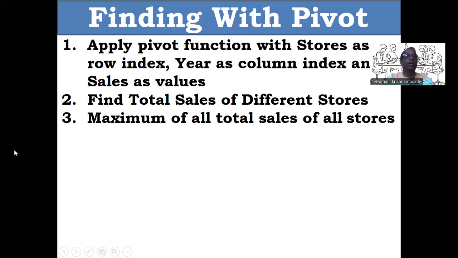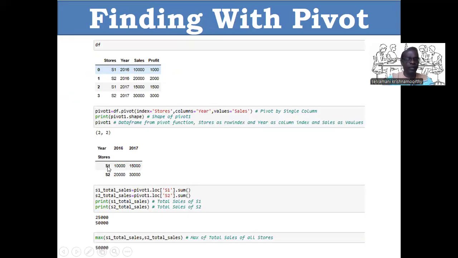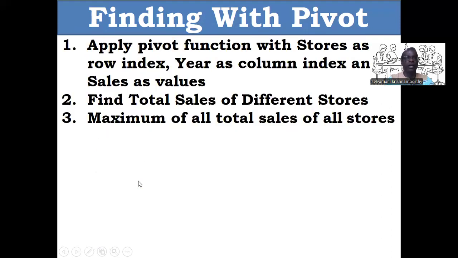See, apply the pivot function with stores as row index, year as column index. That means S1, S2 as row index, 2016, 2017 as column index, and sales as values. See, like this. S1 and S2 as row index, 2016, 2017 as column index, 10,000, 15,000, 20,000, 30,000. These are the sales, the values. Okay. How can I do this?